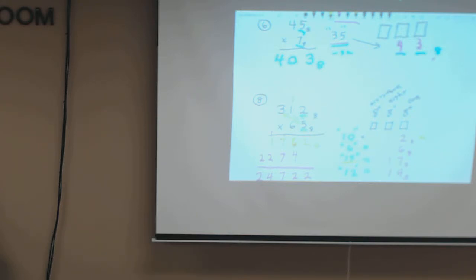Now, since I'm multiplying here, let's just change this to black. Then I have 6 times 2. What's 6 times 2? 12. How do I say 12 in base 8? 1 8 and 4 ones. So I put down a 4 and carry a 1.